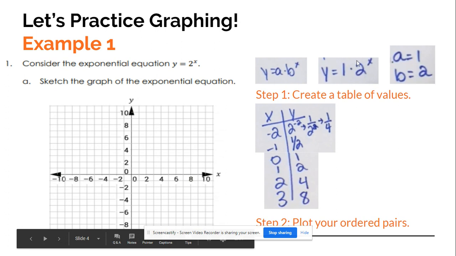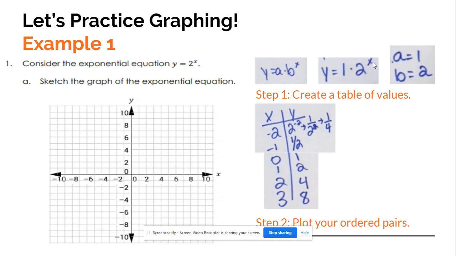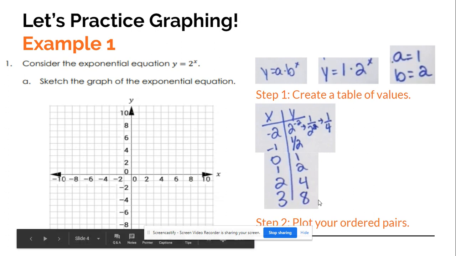When x is 3, that's the same thing as saying 2 cubed. So 2 times 2 times 2. 2 times 2 is 4. 4 times 2 is 8. 1 times 8 is 8.